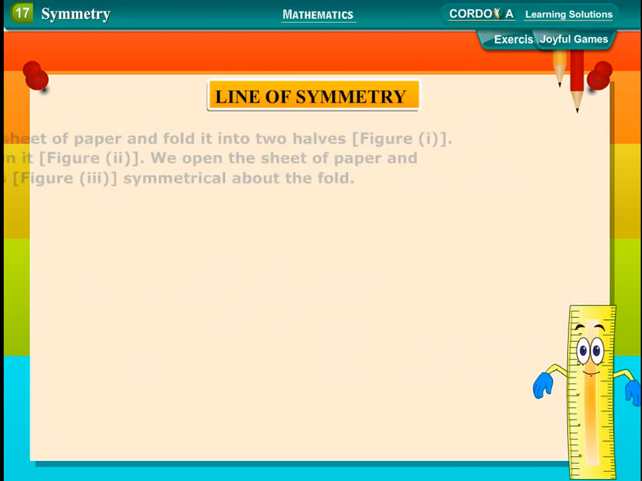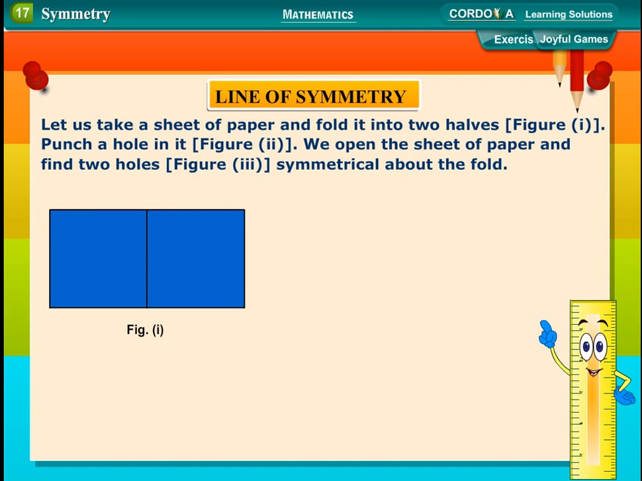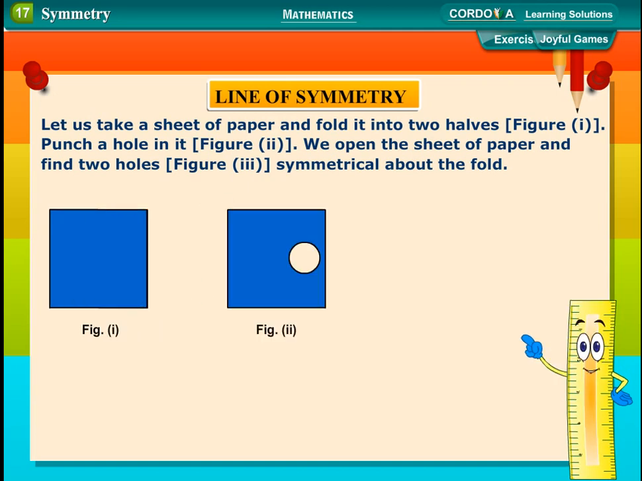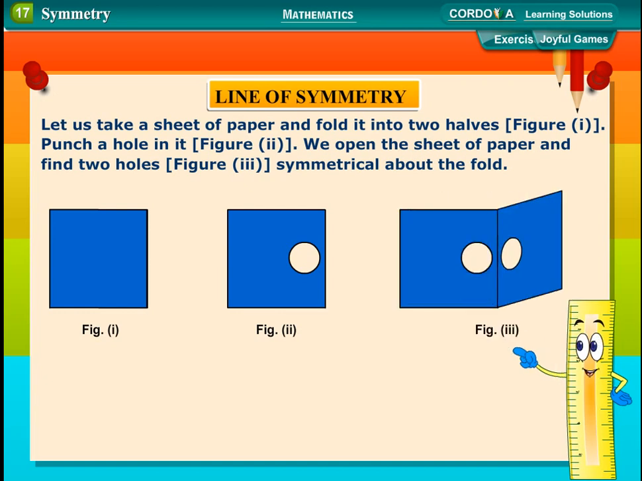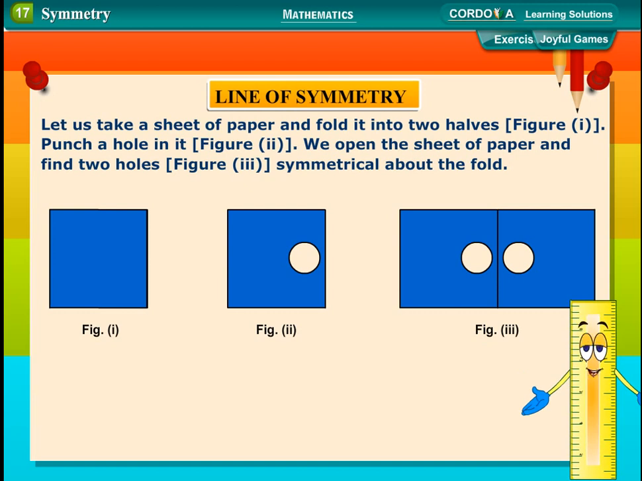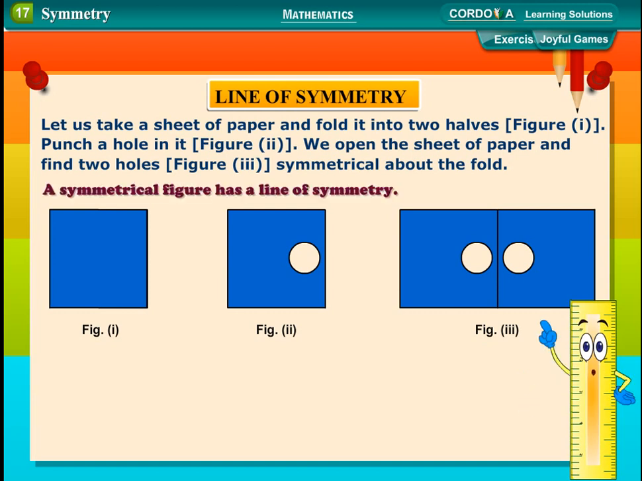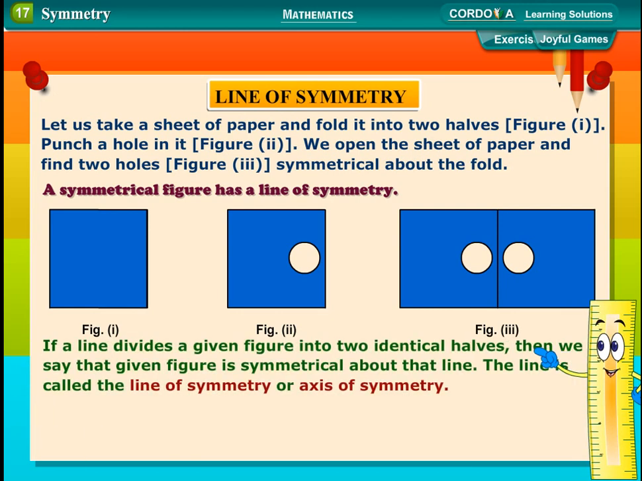Line of symmetry. Let us take a sheet of paper and fold it into two halves. Figure 1. Punch a hole in it. Figure 2. We open the sheet of paper and find two holes. Figure 3. Symmetrical about the fold. A symmetrical figure has a line of symmetry. If a line divides a given figure into two identical halves, then we say that the given figure is symmetrical about that line. The line is called the line of symmetry or axis of symmetry.